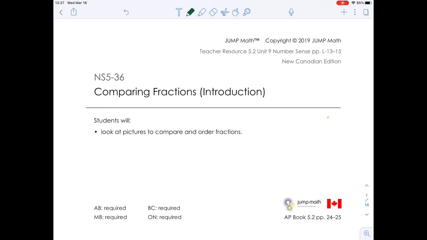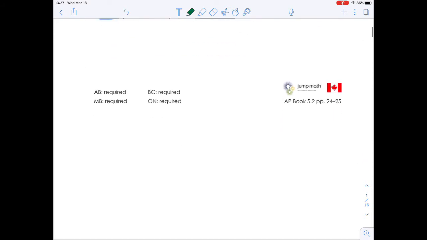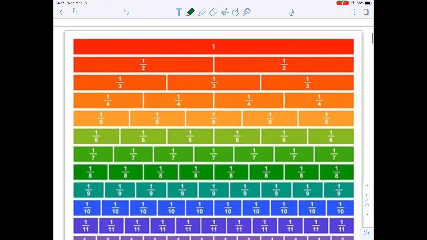This is lesson 36, Comparing Fractions, an introduction. Students will look at pictures to compare and order fractions. So first I would like to bring your attention to our equivalent fraction chart.